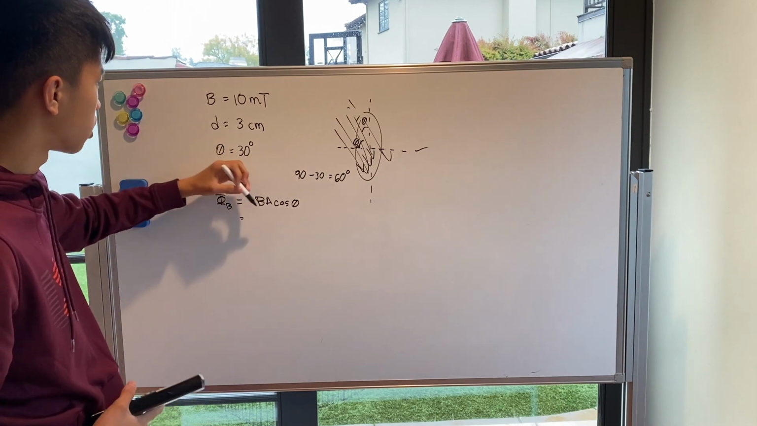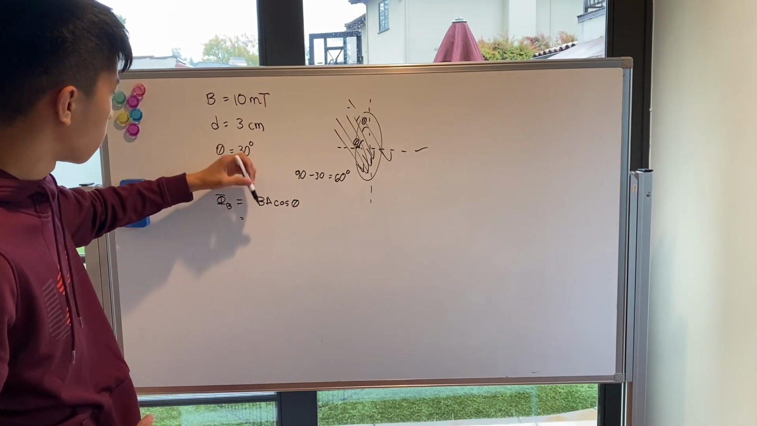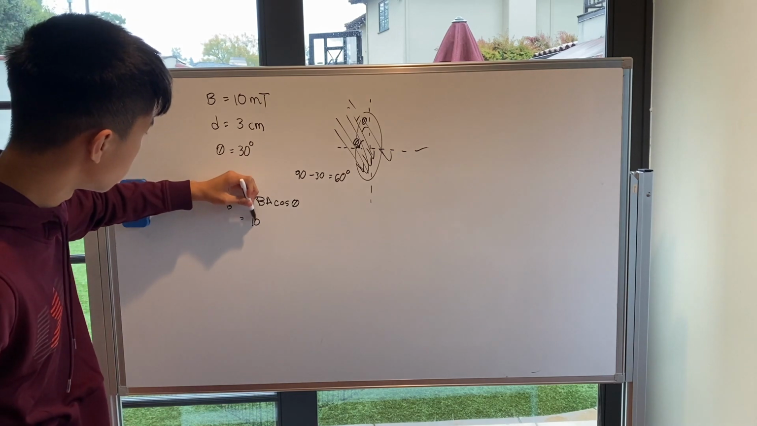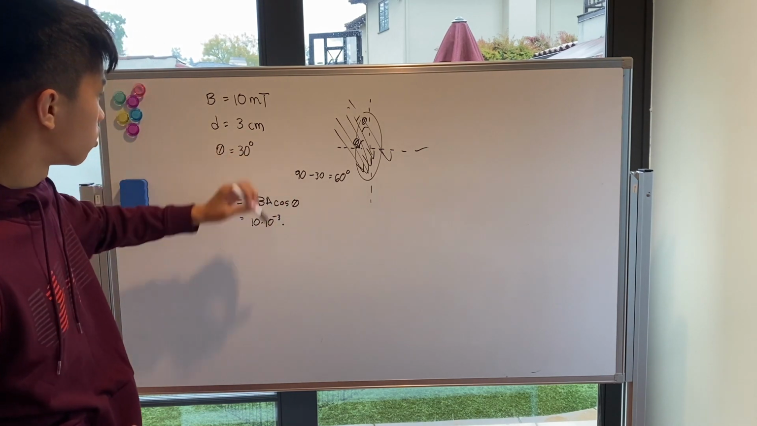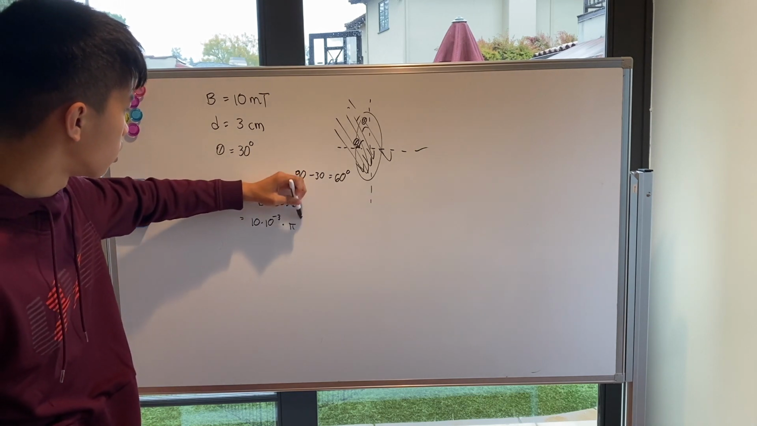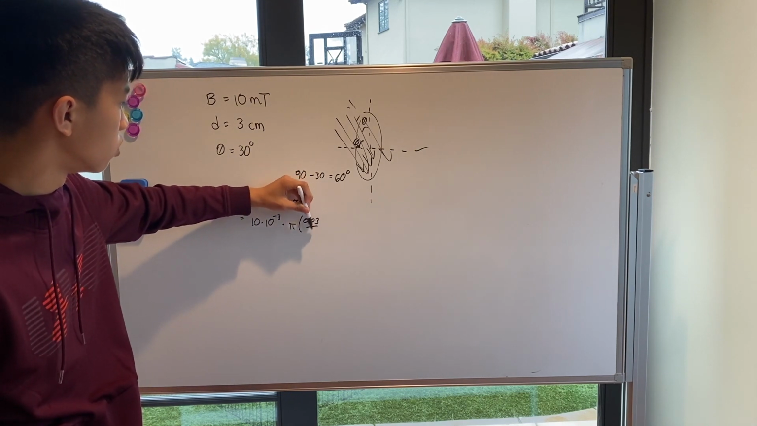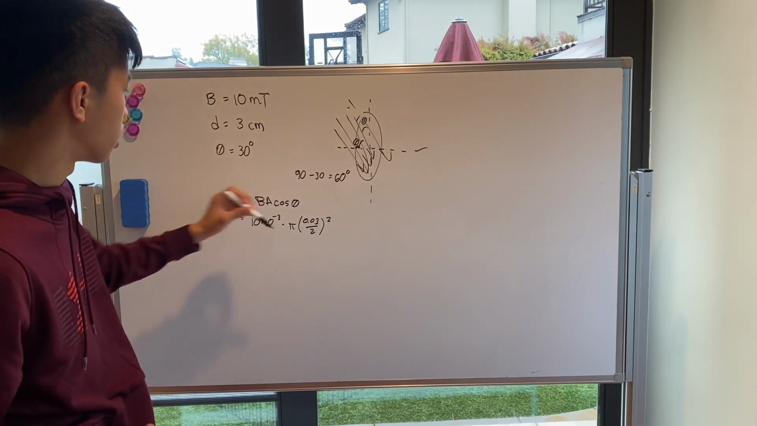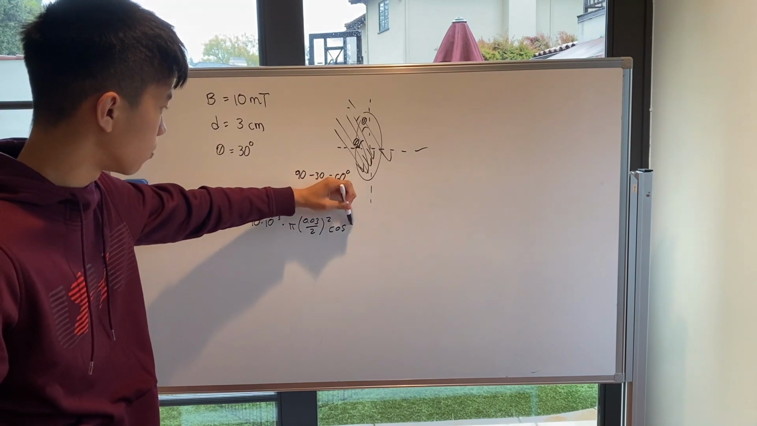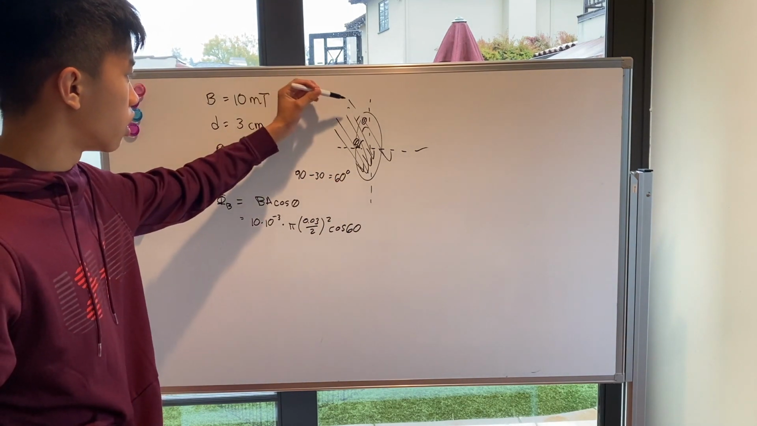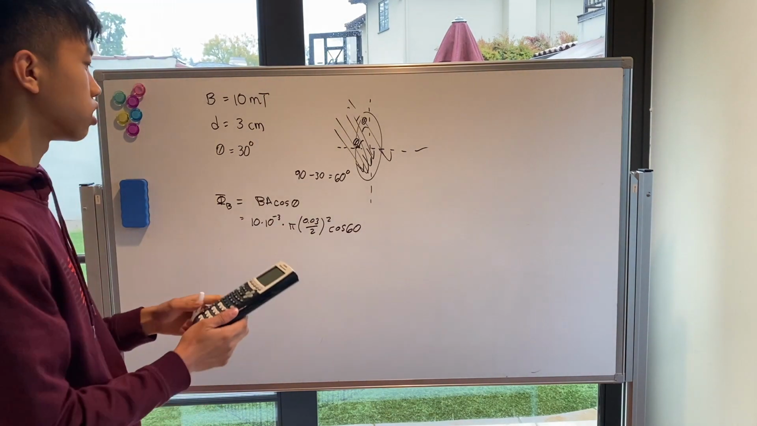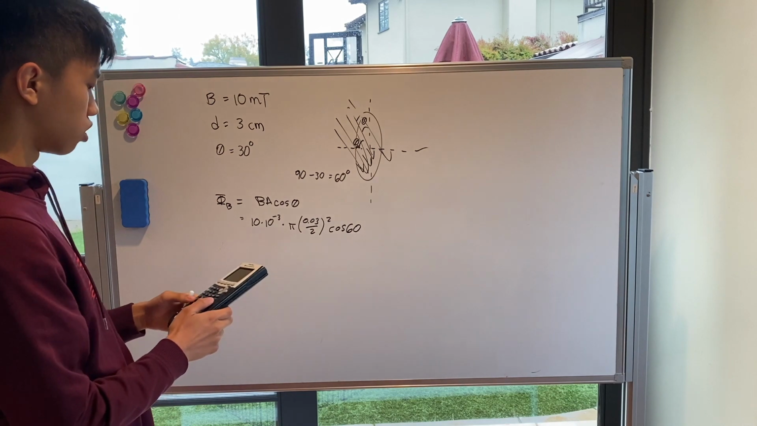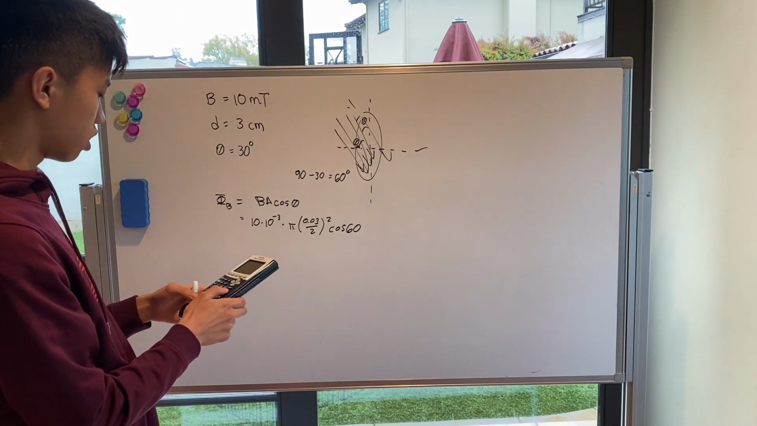So we can start plugging everything back in. So 10 times 10 to the negative third times pi times 0.03 over 2 squared again, then cosine 60. Remember, be careful as to which theta we're using. Remember, it's to the normal, not to the parallel. So plug that into your calculator.